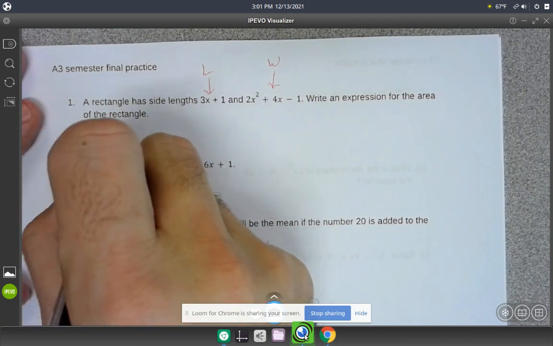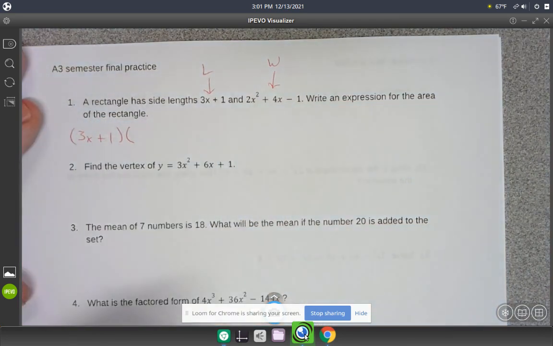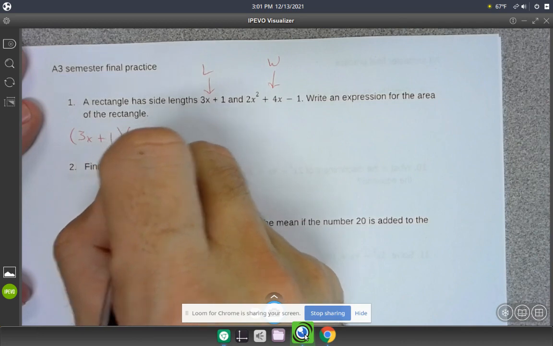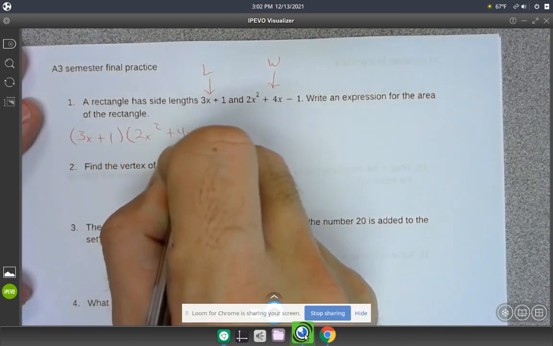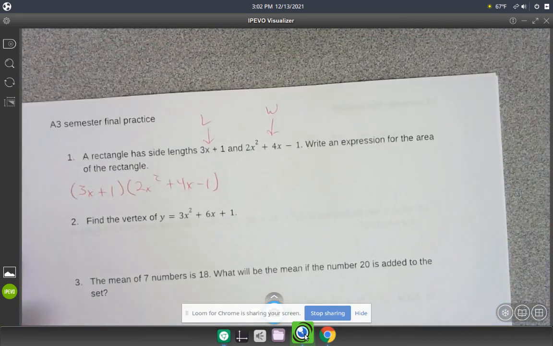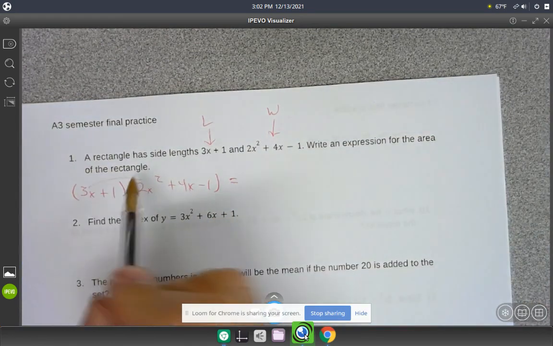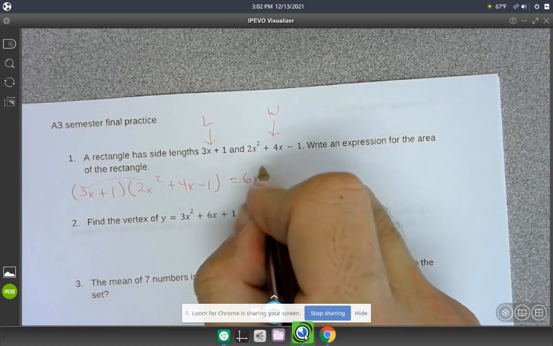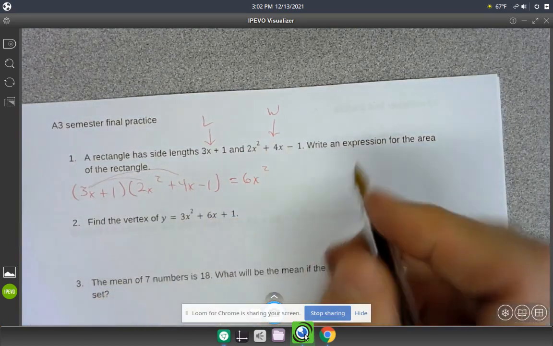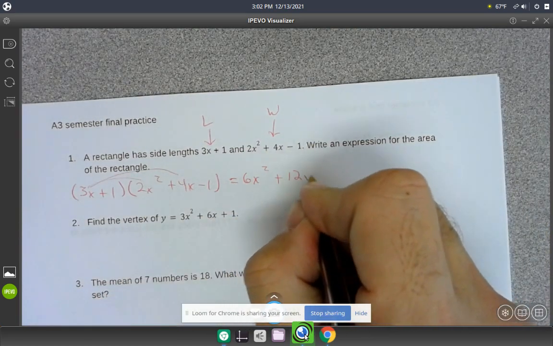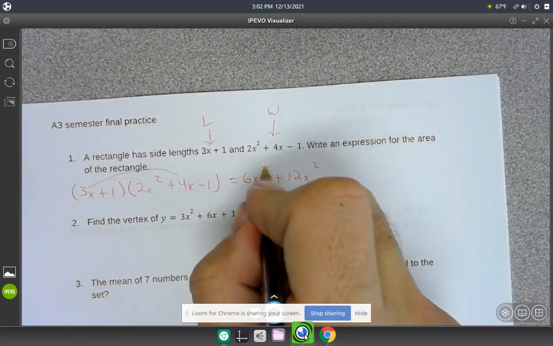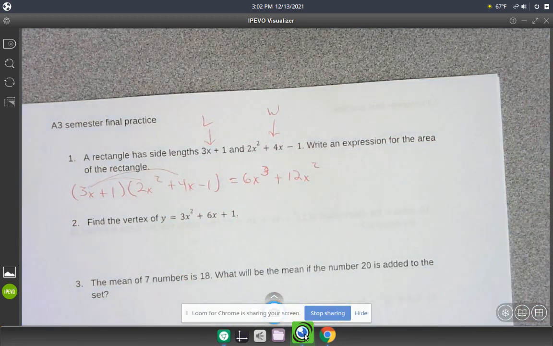3x plus 1 and 2x squared plus 4x minus 1. All right, so we have to do all the distributive property here. 3x times 2x squared will be 6x squared. 3x times that will be 12x squared. Oh, I'm sorry. This first one's to the third power, isn't it?